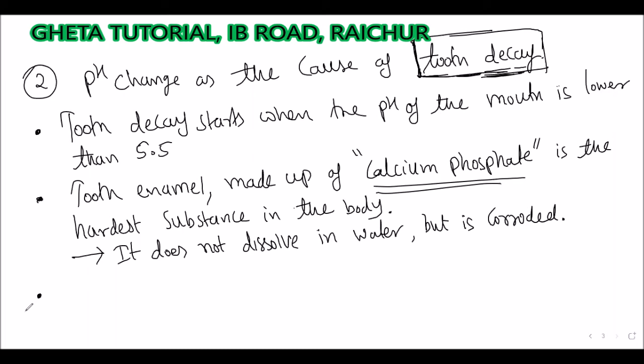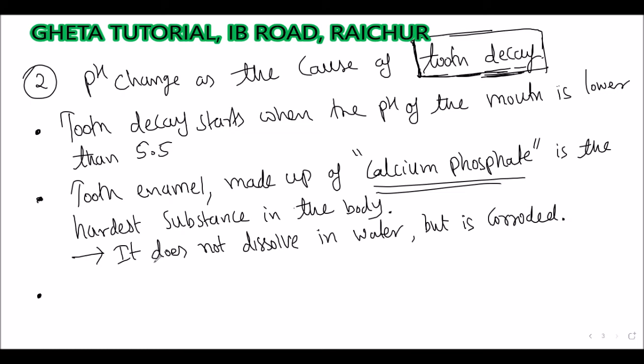So how can you prevent this? You can prevent tooth decay by cleaning the mouth after eating food, or we have to reduce eating sugary items such as sweets, ice cream, chocolates, etc. So that is the reason.